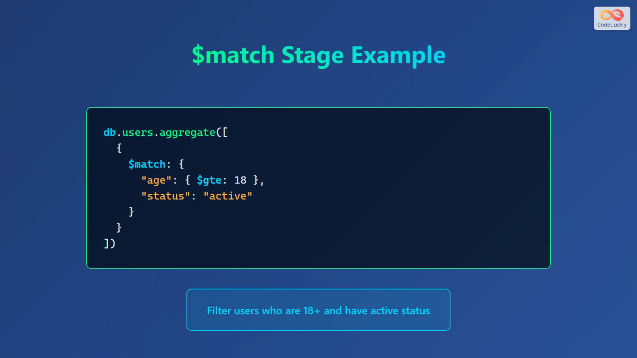Let's see an example of the $match stage. Here we're using db.users.aggregate with the $match stage to filter users. The filter criteria are age greater than or equal to 18, represented as $gte: 18, and status equal to active. This will return only the users who are 18 years or older and have an active status.